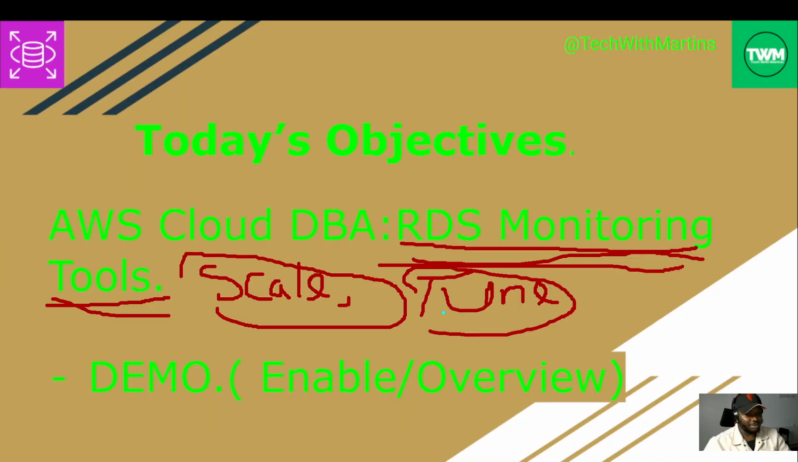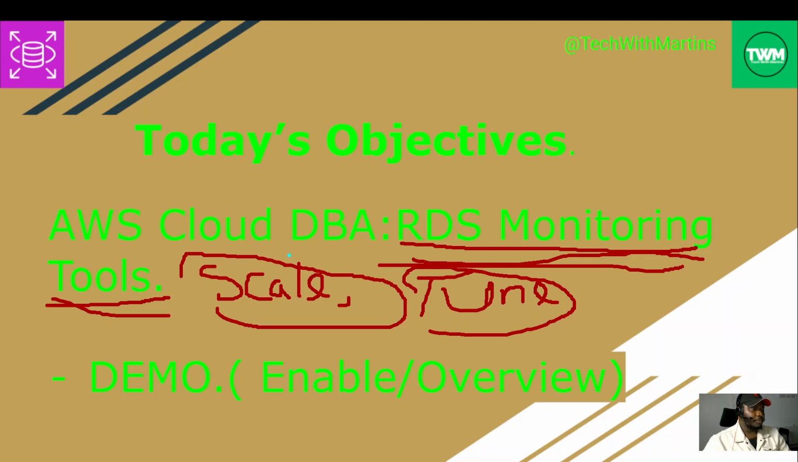Tuning is like maybe updating statistics, or you clear out fragmentation, you do vacuum and so on and so forth, right? Or you create indexes, or you do re-indexes, you rebuild, and so on and so forth, right?